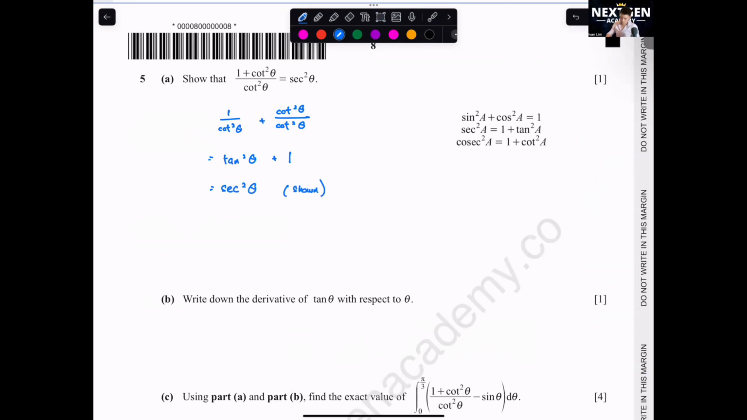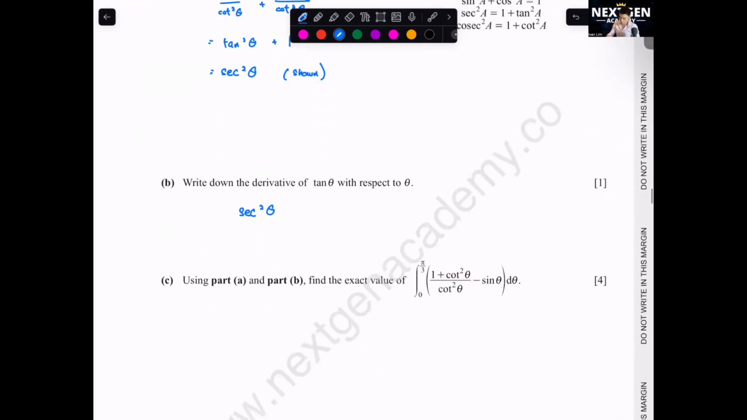Okay, B, write down the derivative of tangent theta with respect to theta. This literally just write down the answer only. When you differentiate tangent, you get secant square theta. Then using part A and B, find the exact value of this one: integrate from 0 to pi over 3, (1 plus cot square theta) over cot square theta minus sin theta d theta.